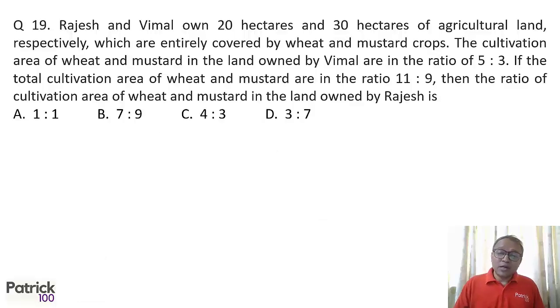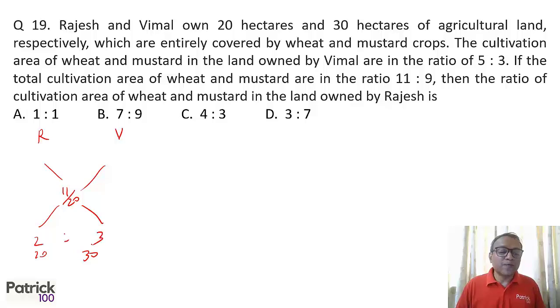So Rajesh and Vimal, 20 hectares, 30 hectares. There are two ways of solving. One is reverse allocation. You're mixing Rajesh and Vimal. Whenever you mix two things and the average is given to you, you do allocation. 11:9 is wheat and mustard, so the amount of wheat is 11 by 20. And finally you have 20 hectares and 30 hectares, which is a ratio of 2:3.